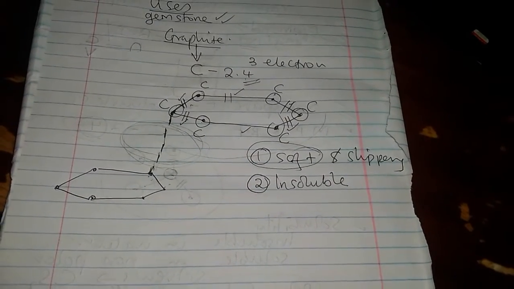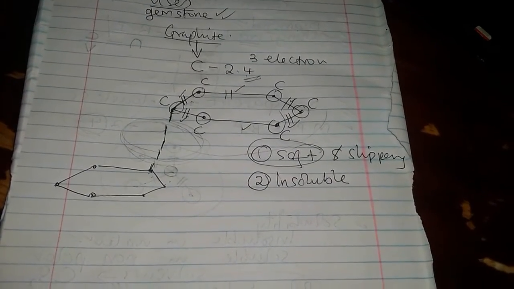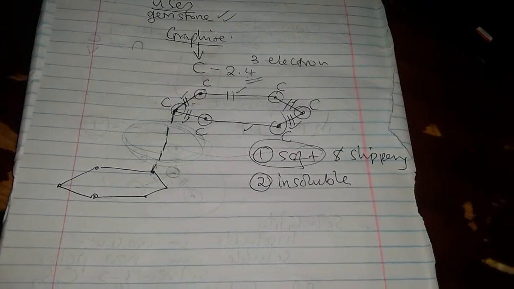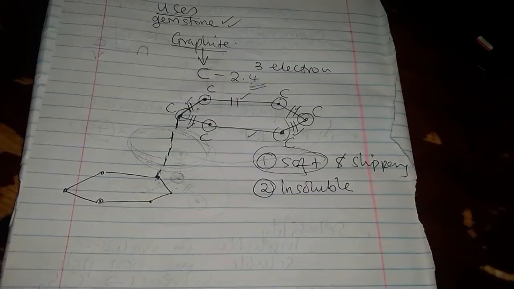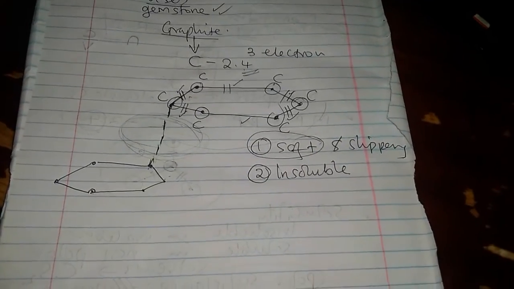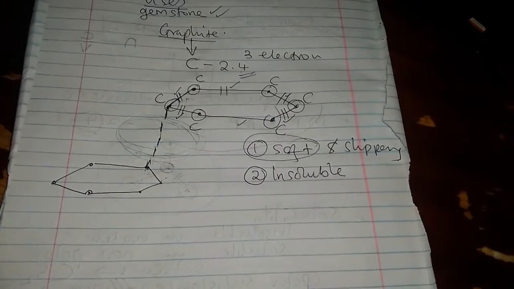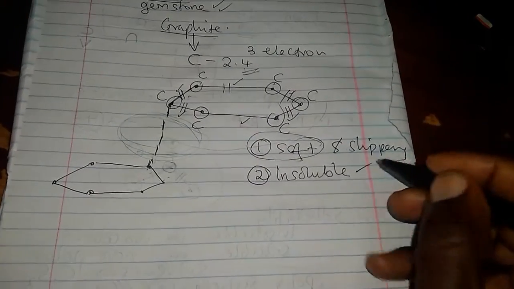So water is a polar solvent because it's partially positive and partially negative. Graphite is non-polar, not partially positive and partially negative, so it cannot dissolve in water, but it can dissolve in non-polar solvents like carbon disulfide and methyl benzene.